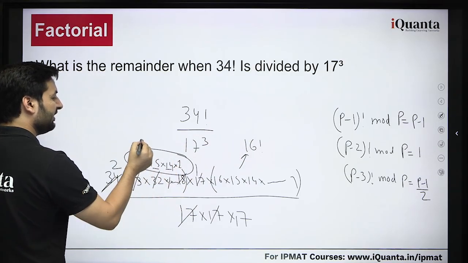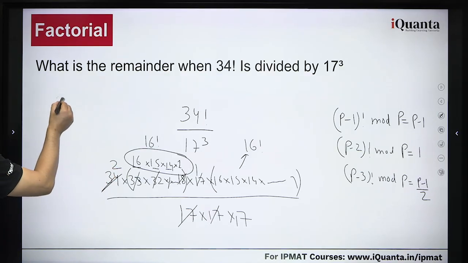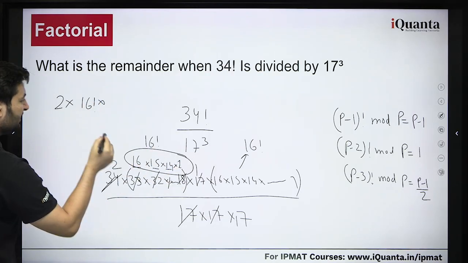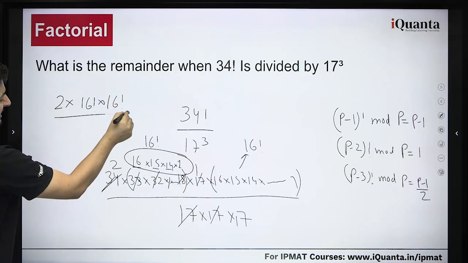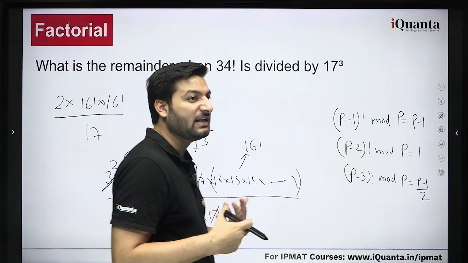So can I further write down this as 16 factorial? Yes. Isn't it? My question has been entirely transformed. I had a 2 here. I got a 16 factorial here. I got a 16 factorial here, and this entirely I am dividing by 17. But do not forget these two 17s that cancelled themselves.